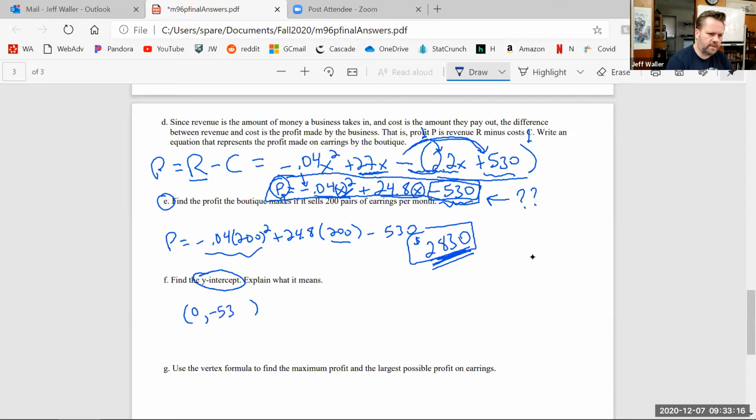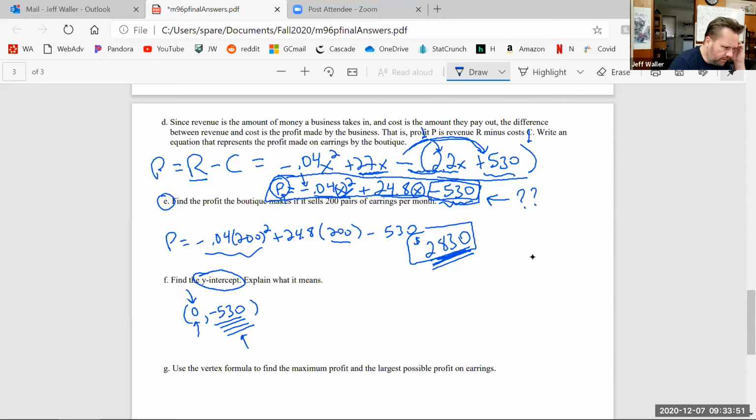Why does that make sense? Because what does this 0 mean physically in terms of the problem, in terms of the situation? What does that 0 mean? Not selling any. Yeah, if they don't sell any, not only do they not make money, but they also don't make back their overhead costs, right? So it makes sense that I'm going to have a negative output for a 0 input.